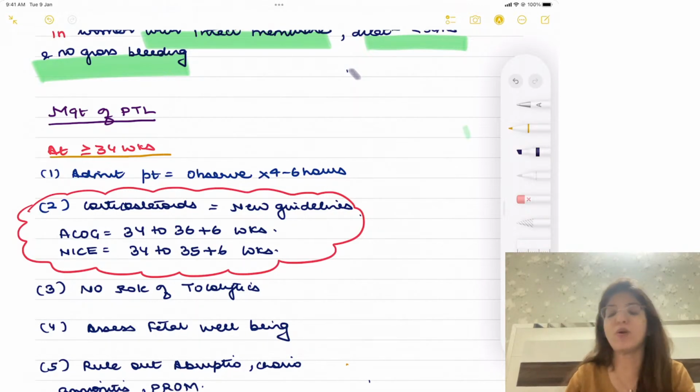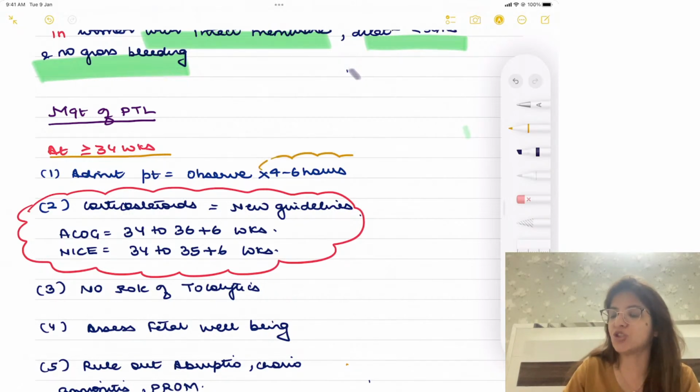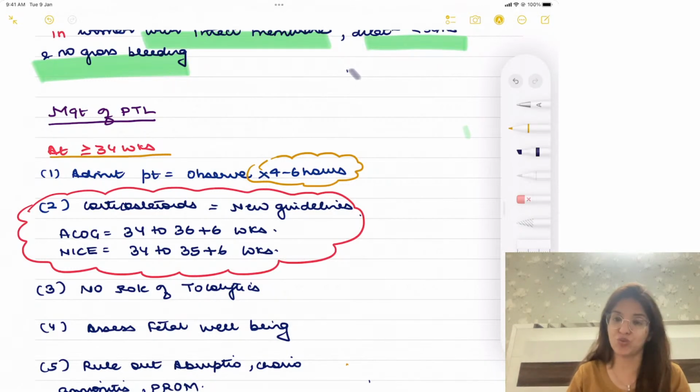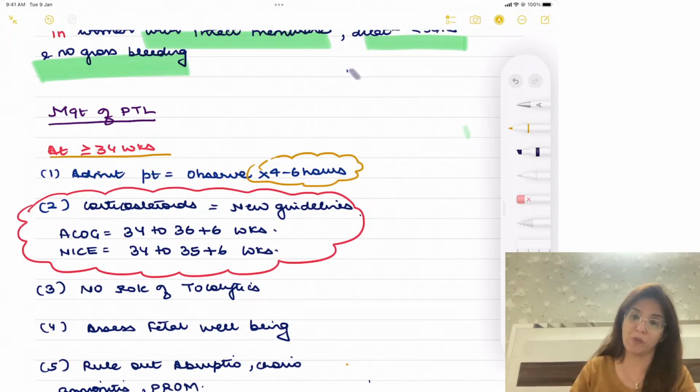Number one, you are going to admit the patient and observe her for 4 to 6 hours. That is one thing which you have to do. Number two, please remember that the new guidelines say that corticosteroids should be given in all these patients also. ACOG says that corticosteroids should be given.